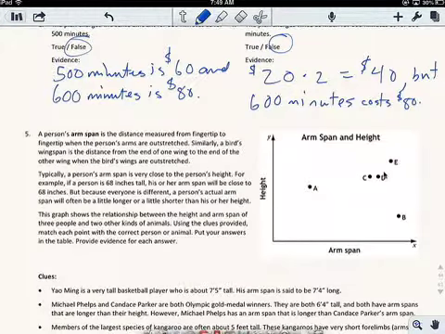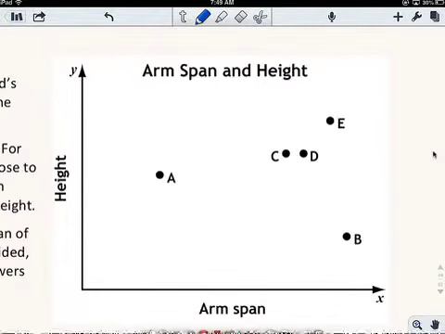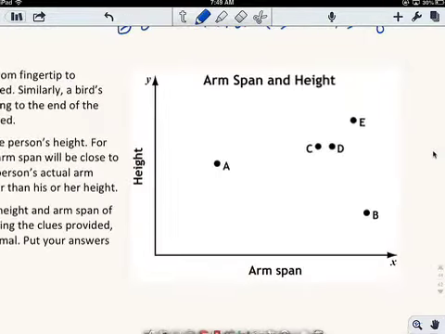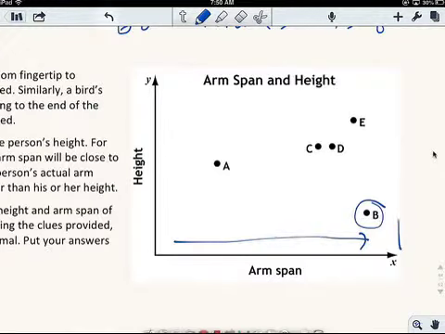This graph shows the relationship between the height and arm span of 3 people and 2 other kinds of animals. Using the clues provided, match each point with the correct person or animal, put your answers in the table, provide evidence for each answer. Okay, so I think what they're going to do is they're going to give us some clues, and we're going to have to try to interpret this graph based on those clues. So let's just read it a little bit. So it looks like B has the largest arm span, but it's also short, and that's because it's way out here in the arm span, but it doesn't go up very high.